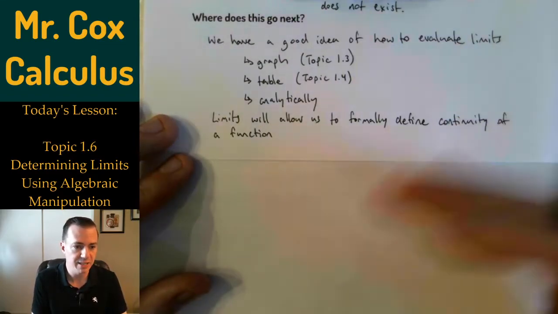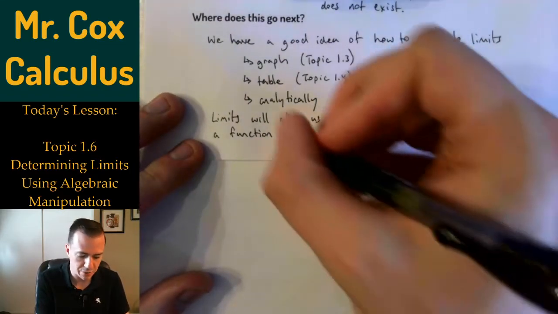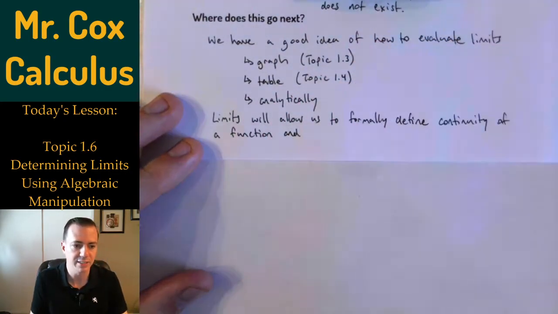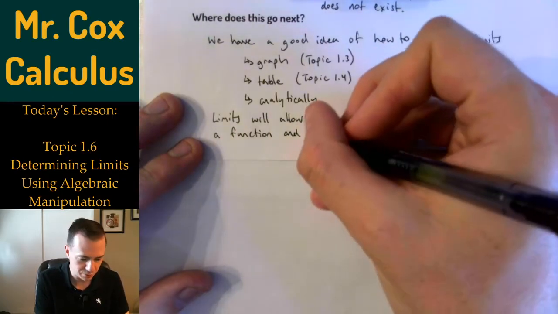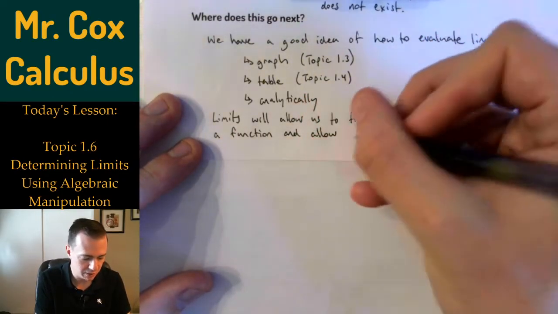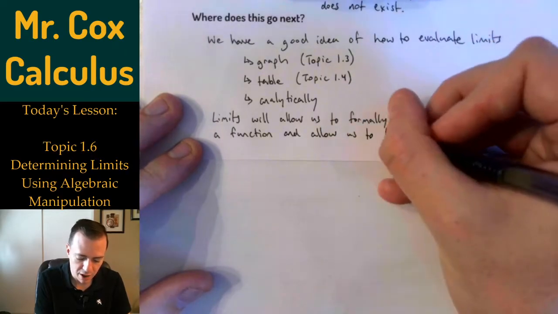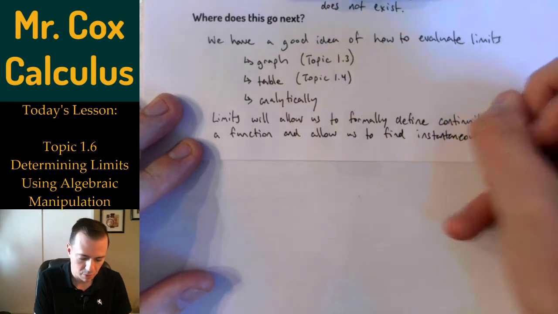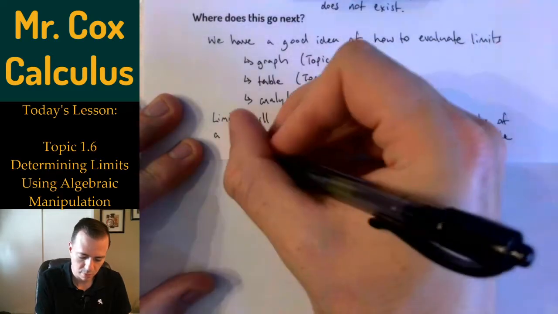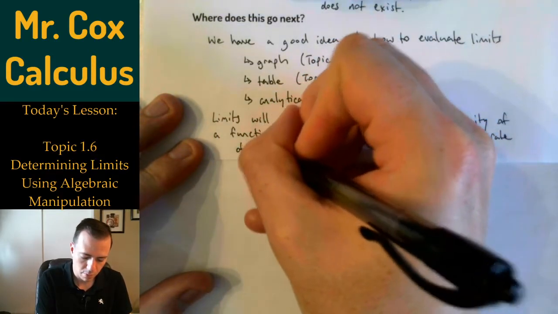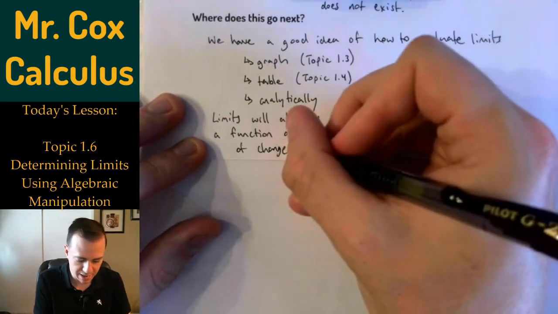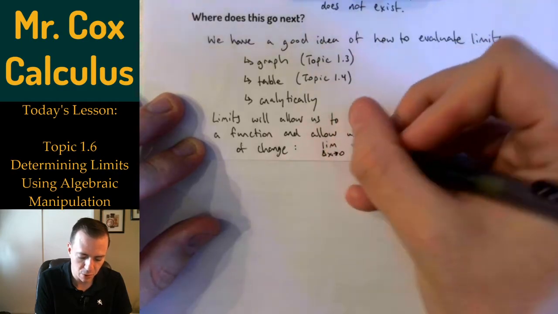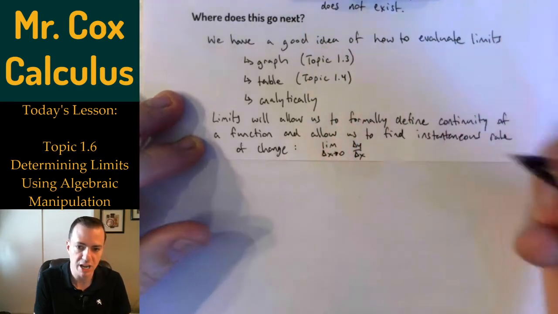The other big thing, at least here in the short term, that limits are going to allow us to do is this whole idea we started with back when we started topic 1.1, discussing the idea of instantaneous rate of change. Limits are going to allow us to find this instantaneous rate of change, because what we're going to be looking at is the limit as delta x approaches 0 of change in y over change in x.